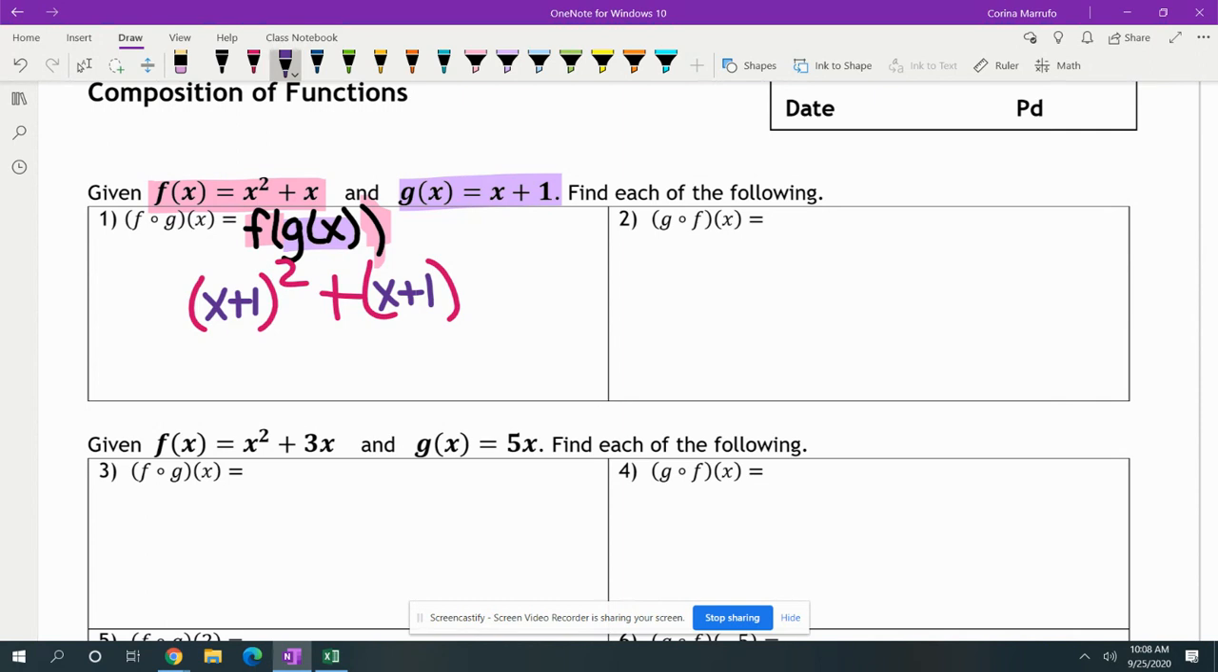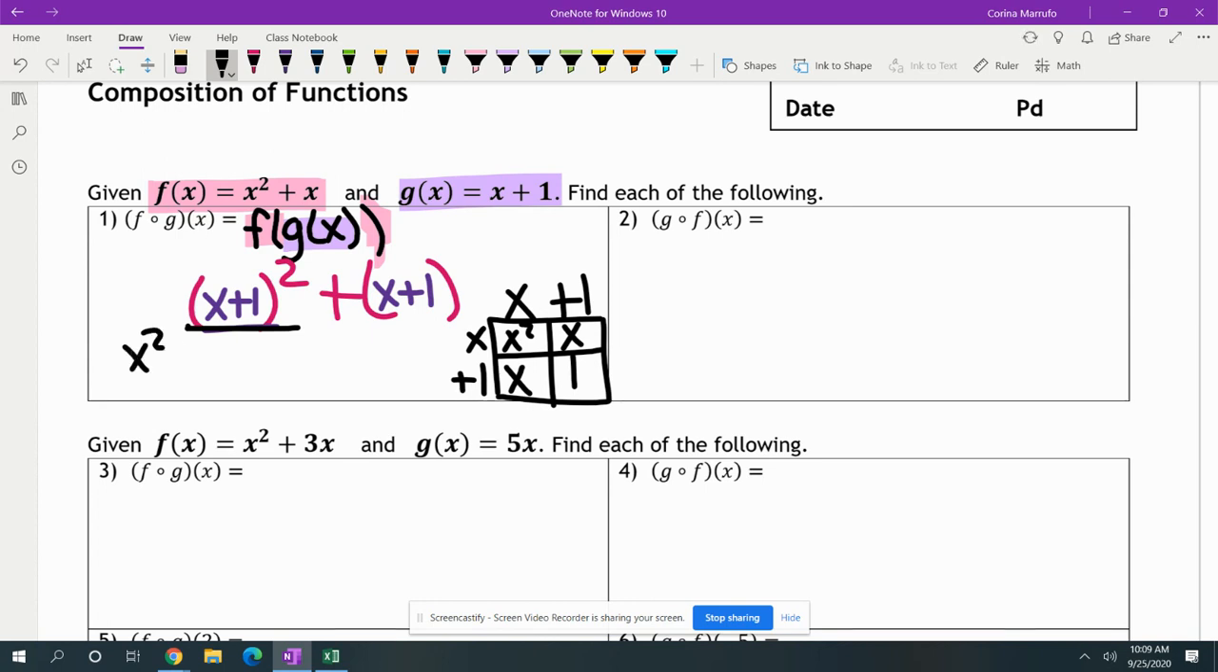Now this one we are going to have to multiply in a box. So I'm going to make a box here to the side. So box method, because x plus 1 squared means the same thing as x plus 1 times x plus 1. That's how we have to multiply it. So x times x is x squared, x times 1 is 1x, 1 times x is x, and 1 times 1 is 1. So for this section here, we get x squared plus x plus another x plus 1, plus this x plus 1.